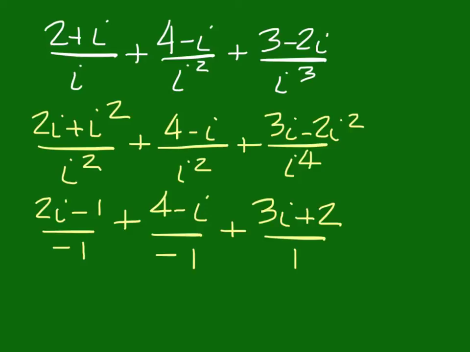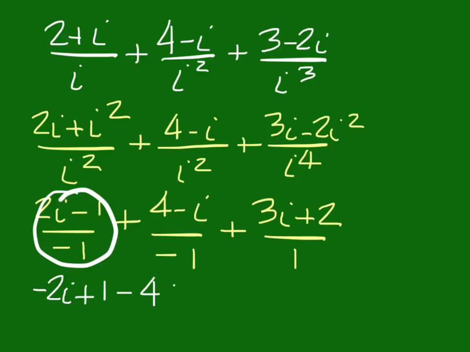Okay, on this one over here, we will have division by negative 1. So you end up with a negative 2i plus 1. And then on the next fraction, you'll have a minus 4 plus i. And on the next one, it just stays the same on the top, 3i plus 2.